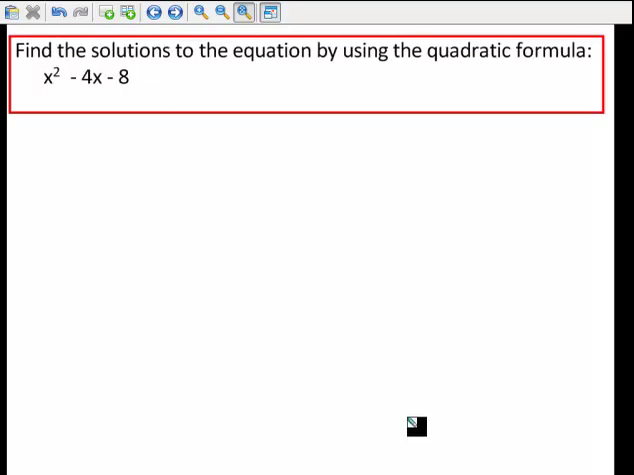So, for class, I'd like you to try to solve the quadratic given here using the quadratic formula. And we will talk about it at the beginning of class. Remember to fill out the form and ask any questions that you might have so that we can talk about them at the beginning of class.